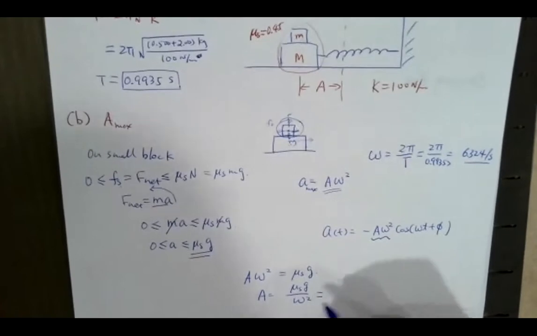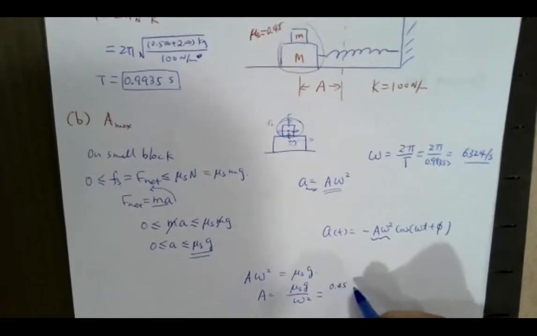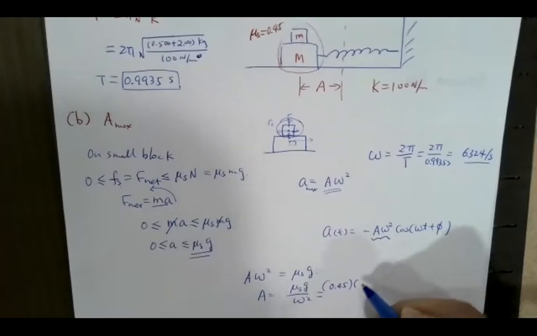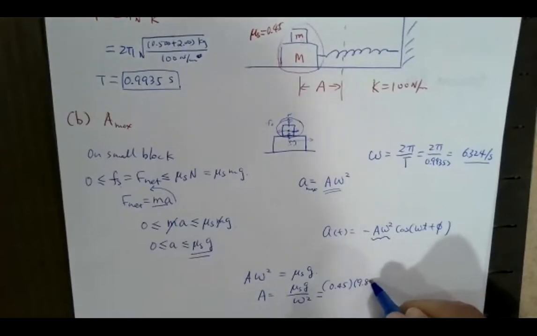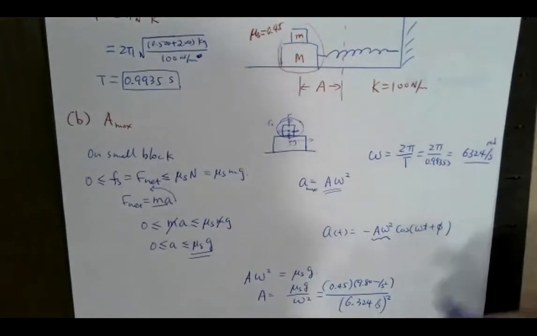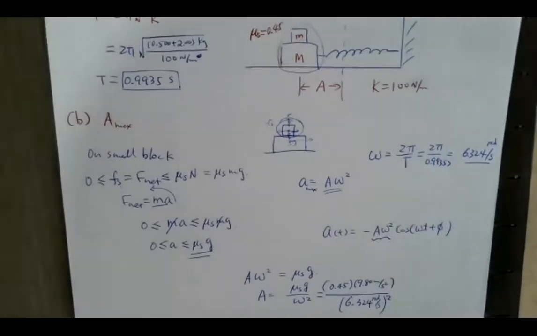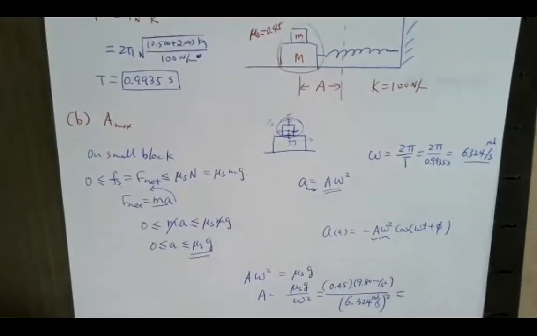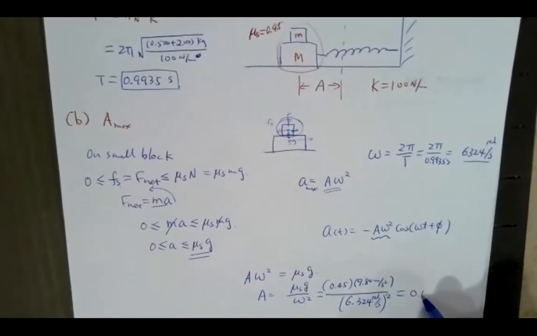Then take the numbers in here, you'll see 0.45 as your coefficient of static friction times 9.8 meters per second squared, divided by 6.324 per second squared. You can do radians per second if you want, because that's dimensionless, okay? So that will give you about 0.11. Yes, so 0.11 should be sufficient there.